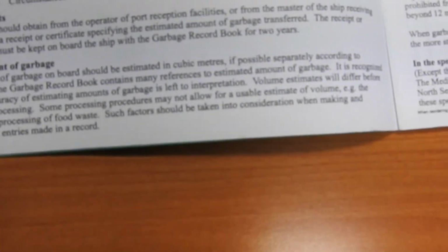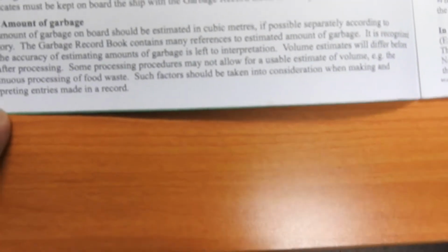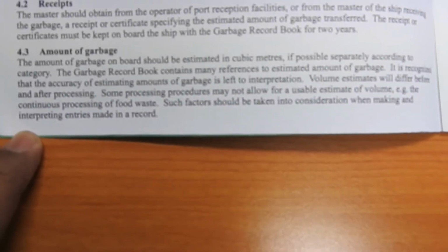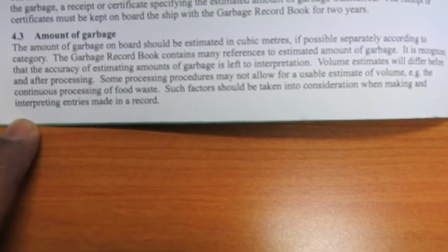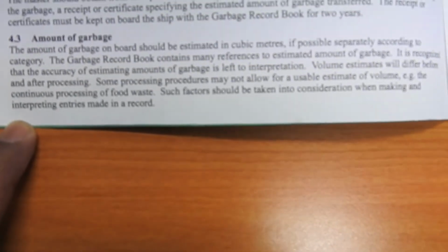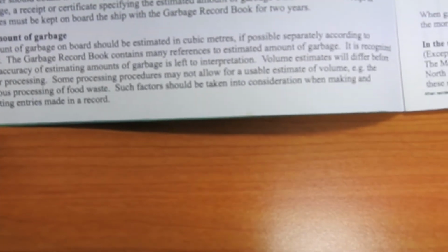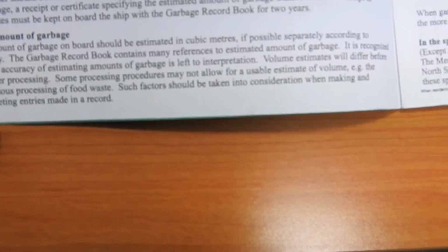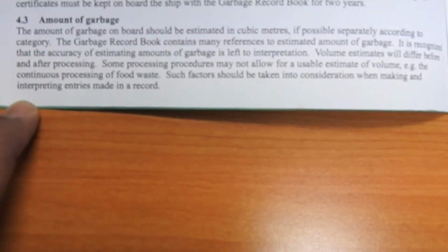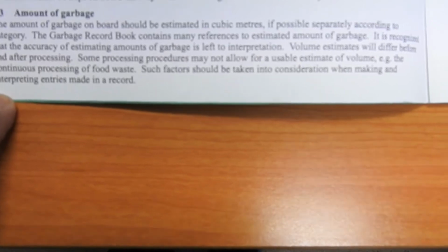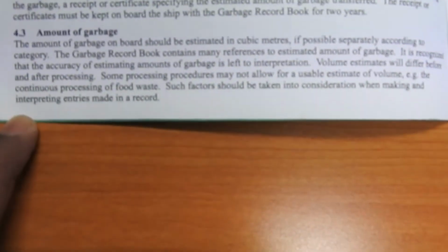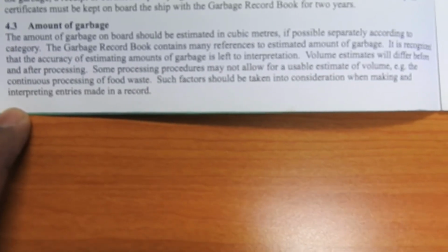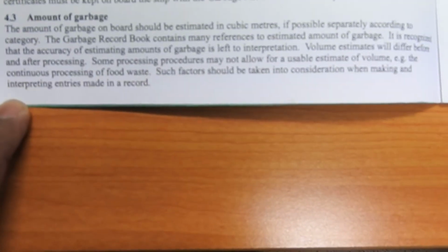And then finally, the instructions regarding the amount of garbage are also provided below. You can see the amount of garbage discharged should be estimated in cubic meters. So you have to make sure that you put the amount in cubic meters, not in kgs or tons or any other units. And then according to the segregation, of course. You can't categorize the garbage under one category. You have to categorize under the categories that are explained in the record book.